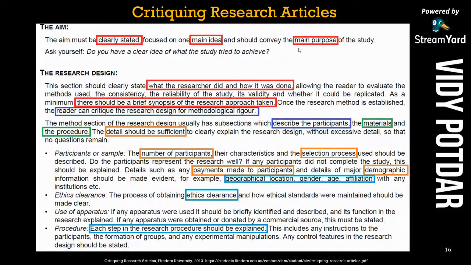The next thing to evaluate or criticize is the research design. So in this section, you should clearly state what the researcher did, how it was done. So we are talking about the research methodology section here. When you saw the webinar 3 that I did last week, we spent a lot of time only on one section of your research paper, which is the research methodology section.